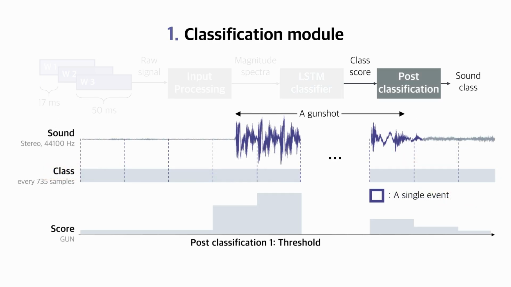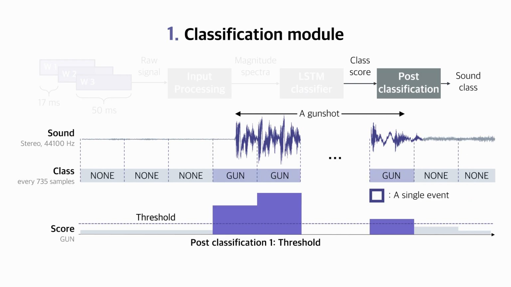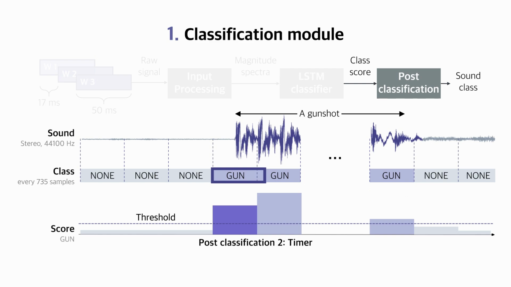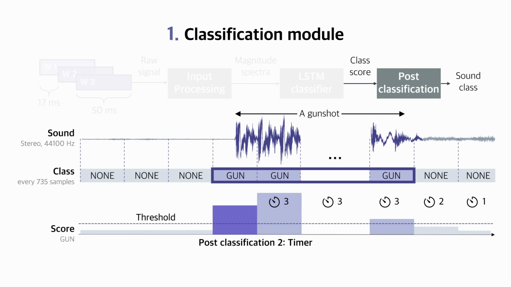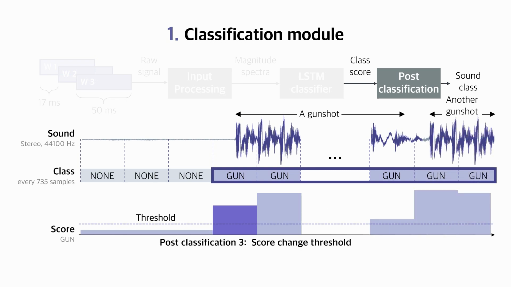However, relying solely on the scores from the LSTM classifier might not be enough to precisely detect when sound events start. So, we set threshold values for each class. As shown here, if a gunshot occurs, but the classification results are consecutive, it might mistakenly recognize multiple events. To fix this, we introduced a timer that assumes the same classification result over a set period is from one single event. But there's more. What if another event happens while the score is above the threshold? To catch this, if there's a sudden change in the score beyond a certain value, we count it as a new event.